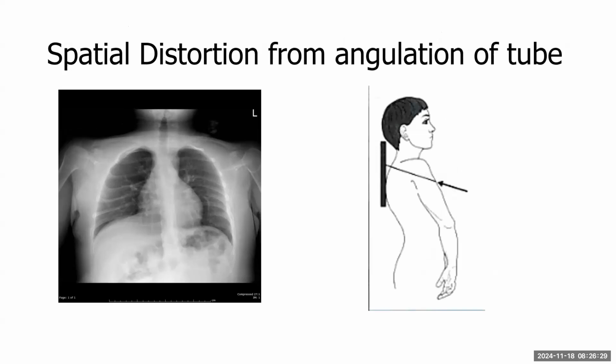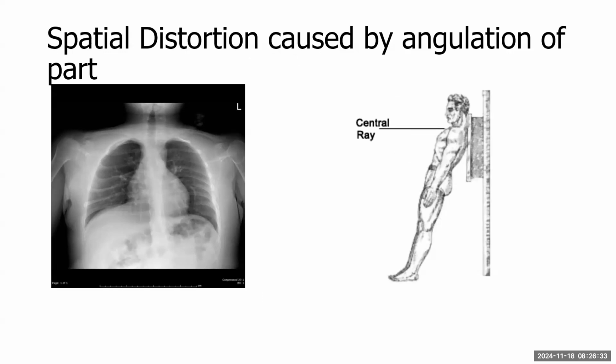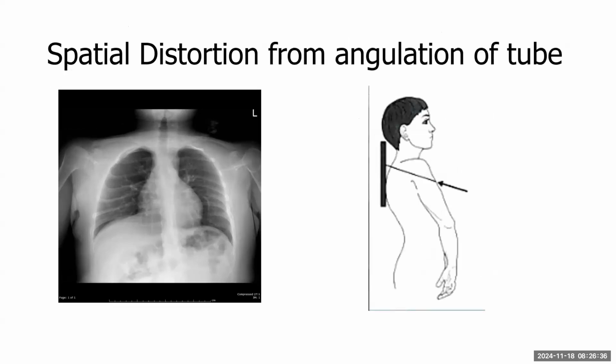You can also get spatial distortion from angulation of the tube. So this one, we're angling the part. This one, we get the same image, but we're just angling the tube instead of the part. We get the same result.